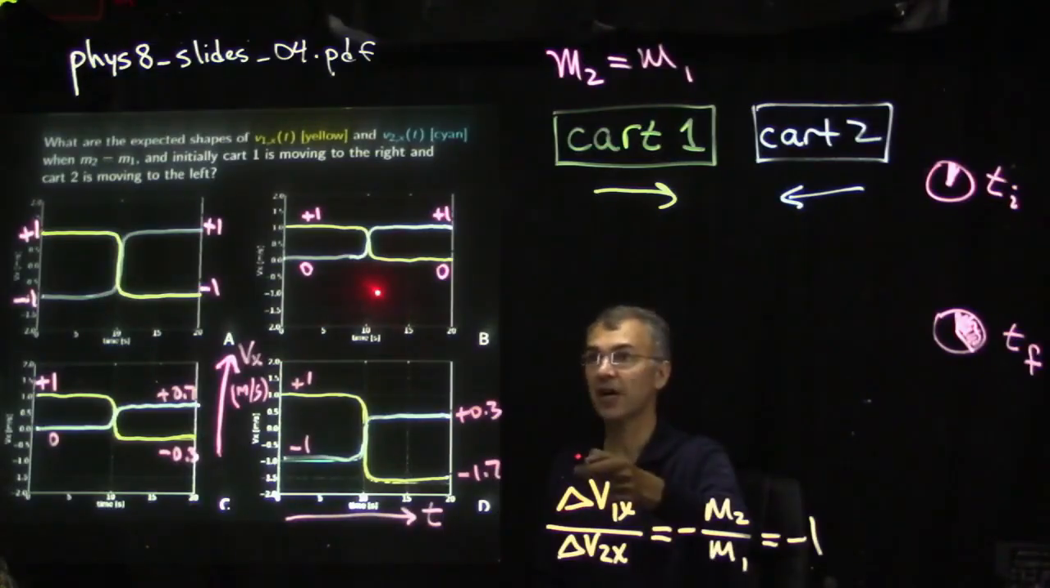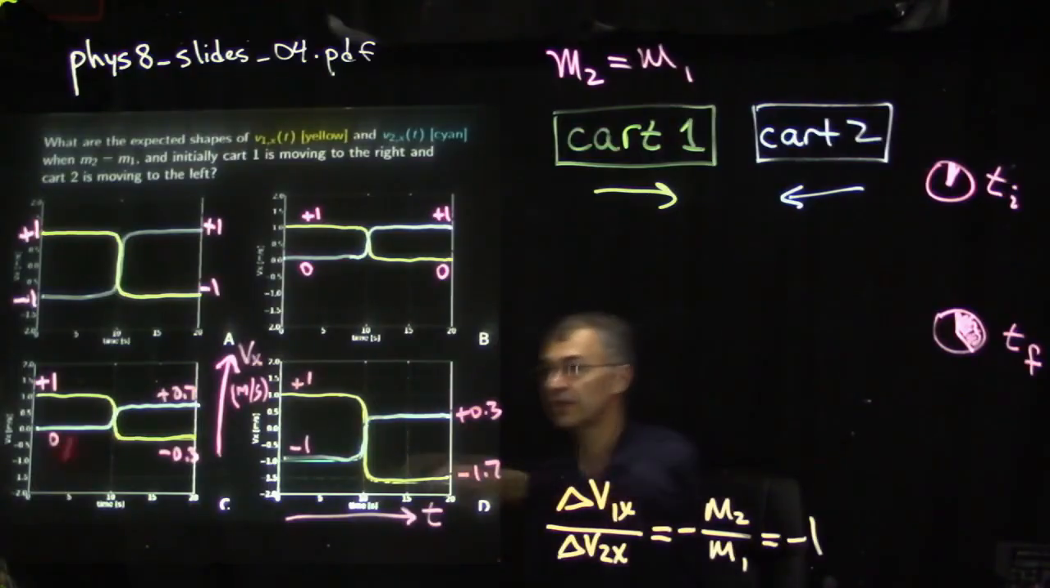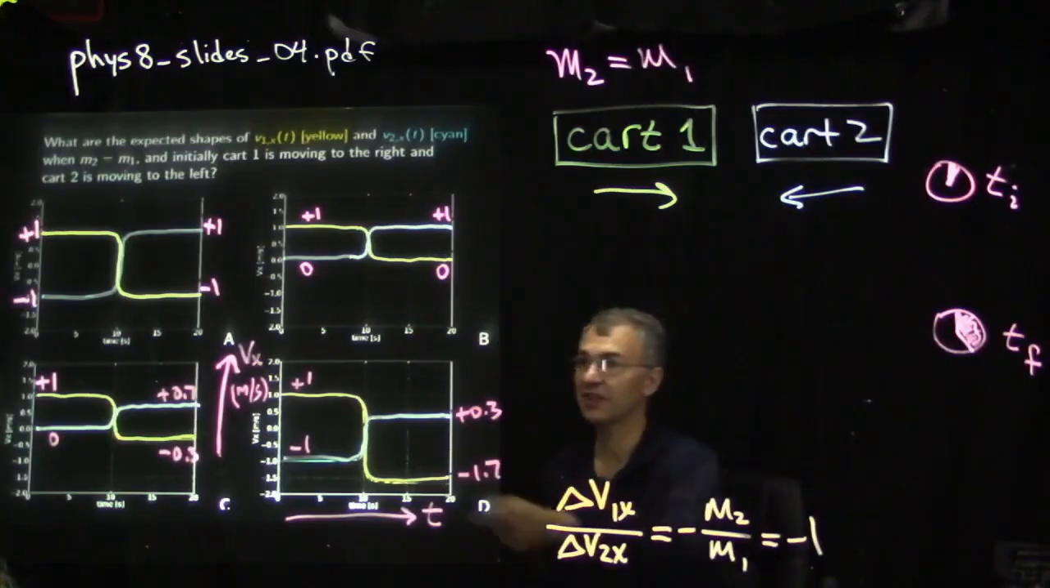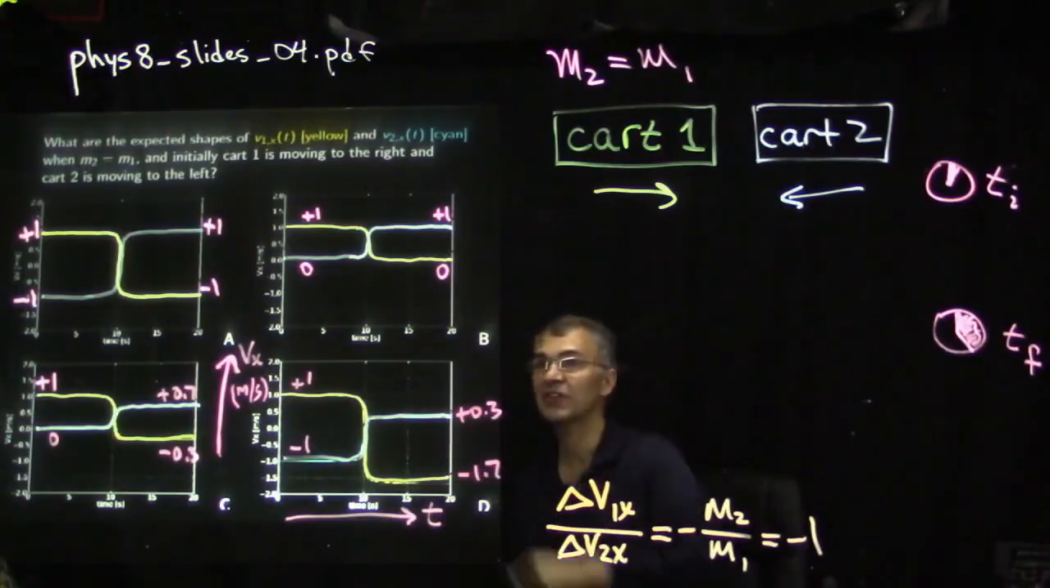Graph B does not, because it shows cart 2 initially stationary. Graph D seems to match the initial conditions. Graph C does not match the initial conditions. It has cart 2 initially stationary. So it's either A or D. Let's work out what we think we expect.